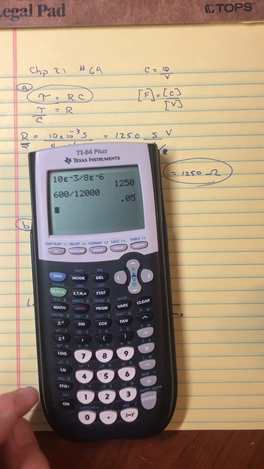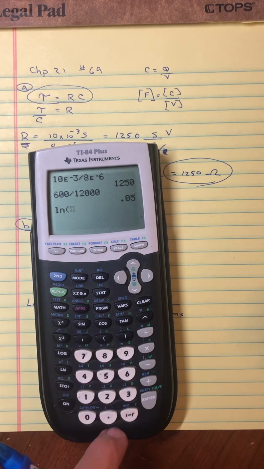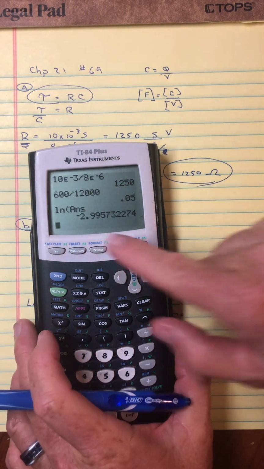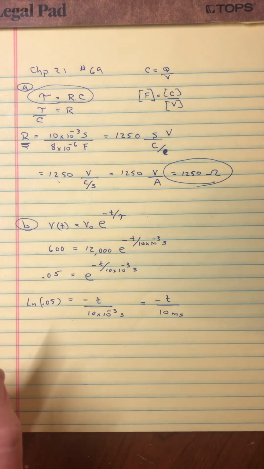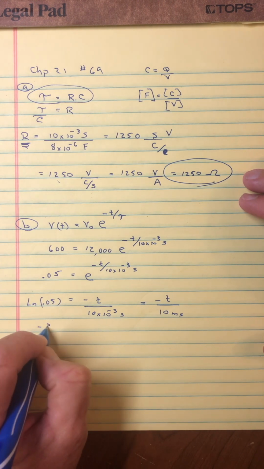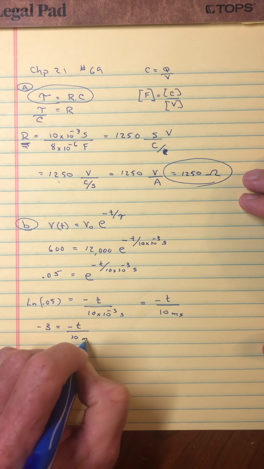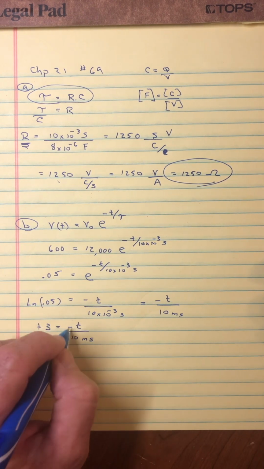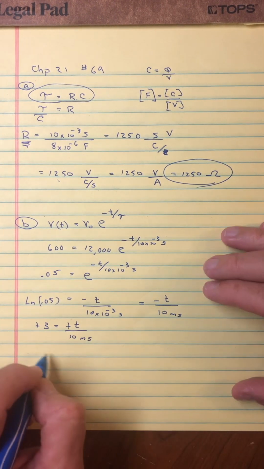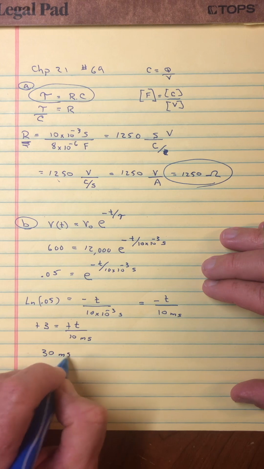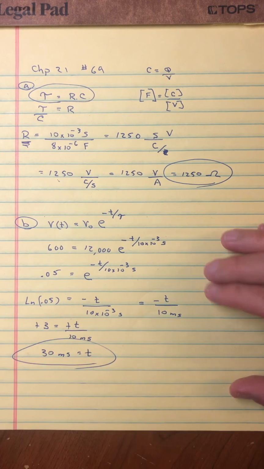All right, but grabbing my calculator, this is the log of the last answer. And sure enough, it's a negative number. It looks like it rounds to a 3. So this is a negative 3 equals a negative t over 10 microseconds. The two negatives cancel off, bring the 10 over to there, and that becomes 30 microseconds for the time frame.